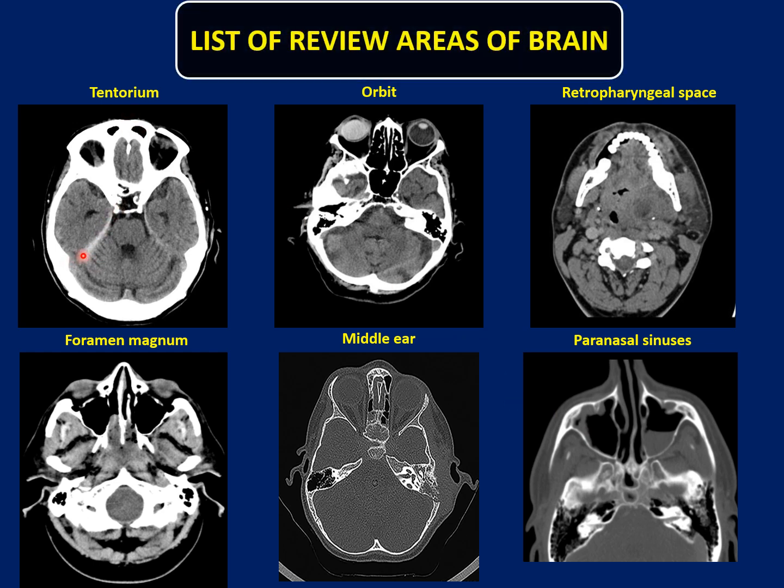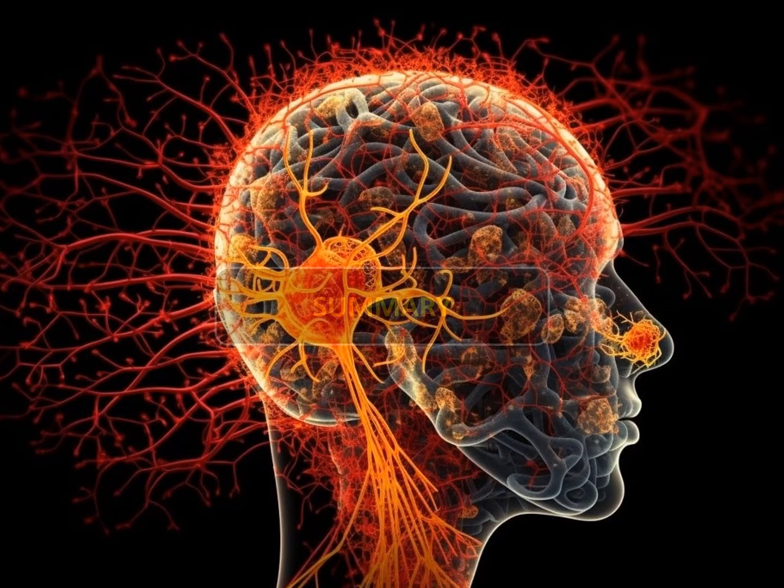Tentorium, there's a subtle tentorial bleed which is seen. There is an orbit in which we are able to see a hemorrhage, which is seen here. There is a large soft tissue mass which is seen in the retropharyngeal space. The foramen magnum and skull base foramina. There's a middle ear where there is a coalescing mastoiditis which is present. Paranasal sinuses and sinusitis. So these are the various review areas of the brain.